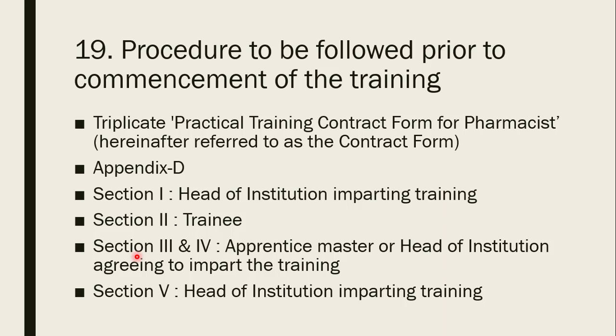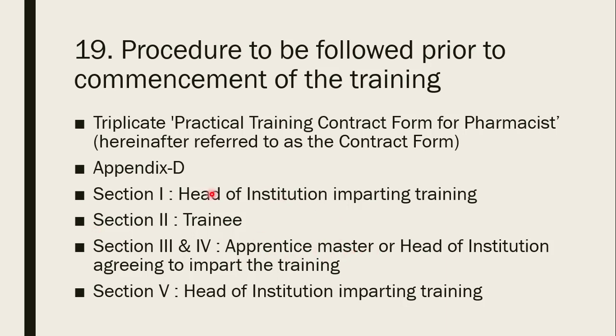What are the 5 sections? Now section 1 is supposed to be filled by the head of the institution imparting training. Now this institution or the academic institution wherein the student trainee has completed part 1 and part 2, they will issue the triplicate practical training contract forms to the trainee. And section 1 of that form, the head of the institution who is imparting the training, that is the academic head of the institution, should fill section 1. Then section 2 of this contract form is to be filled by the trainee, and section 3 of this contract form is to be filled by the apprentice master.